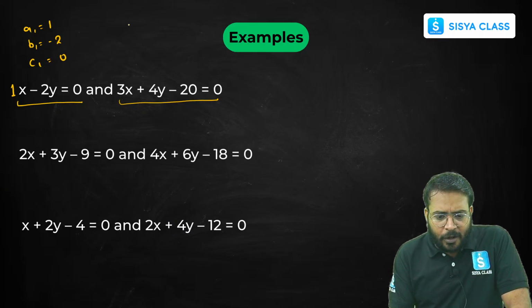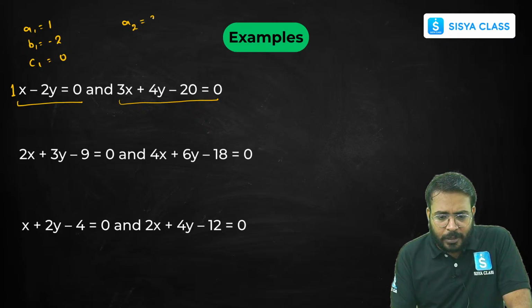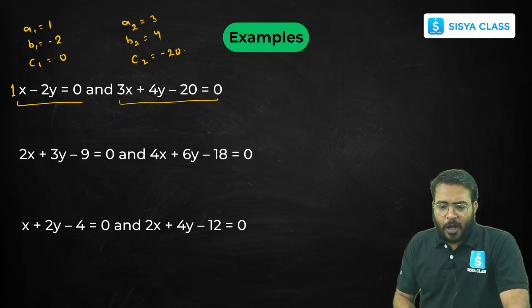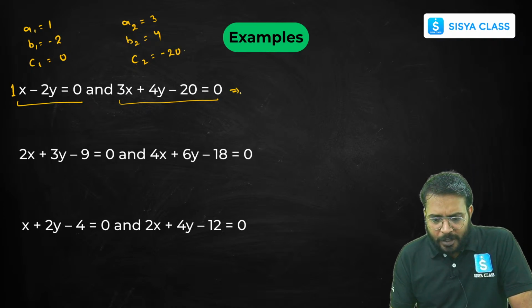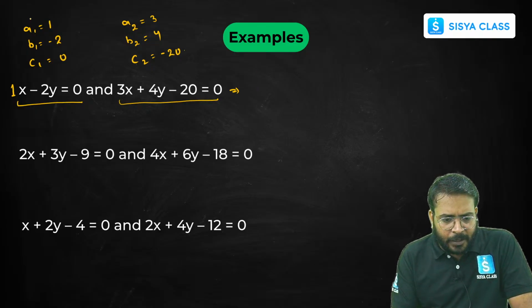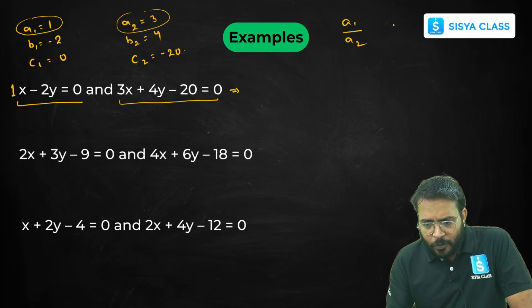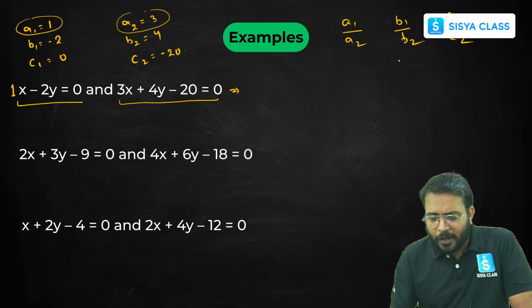In this case, what is the coefficient of x? That is 3, right? That means a2 is equal to 3. Coefficient of y, that is b2, is equal to 4, and the constant term here is minus 20. Now can we compare? What is going to be a1 by a2? This is my a1 and this is my a2. We are going to find a1 by a2, b1 by b2, and c1 by c2.